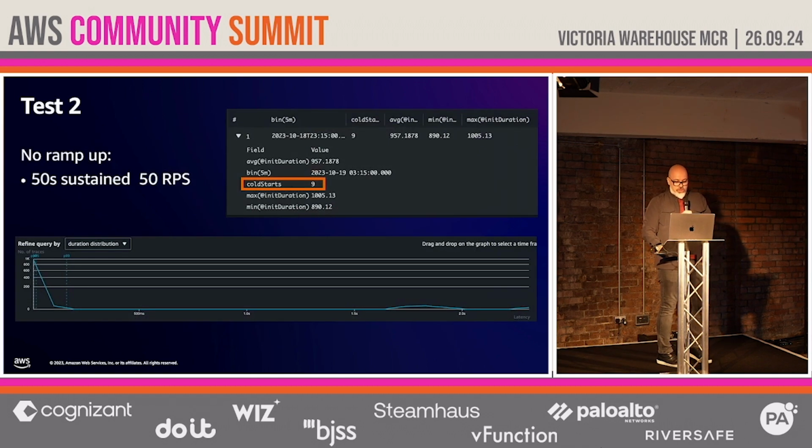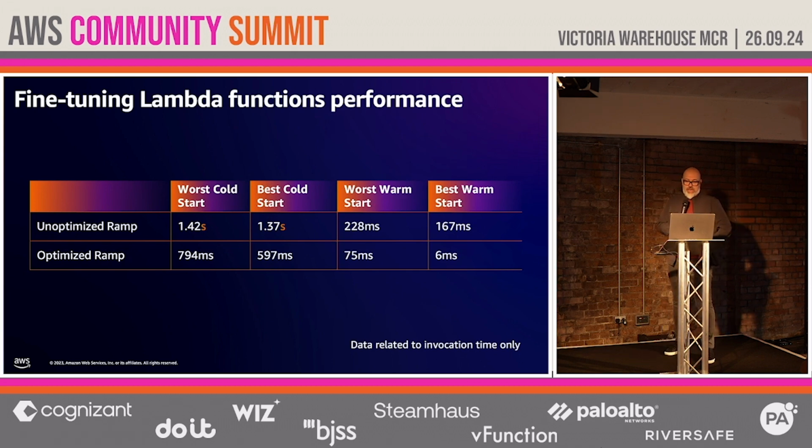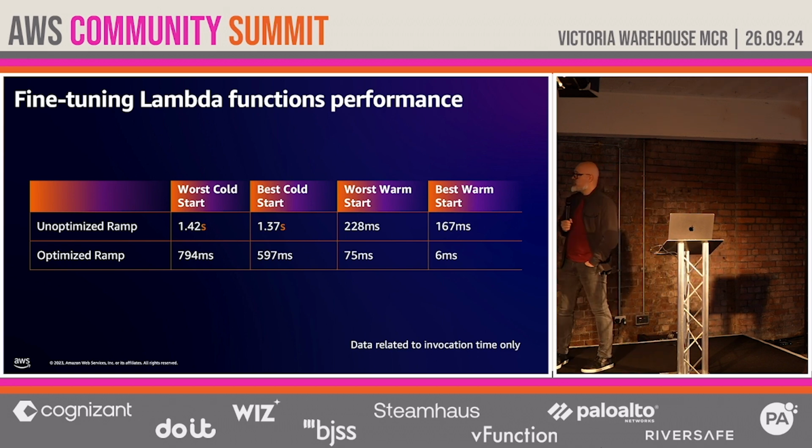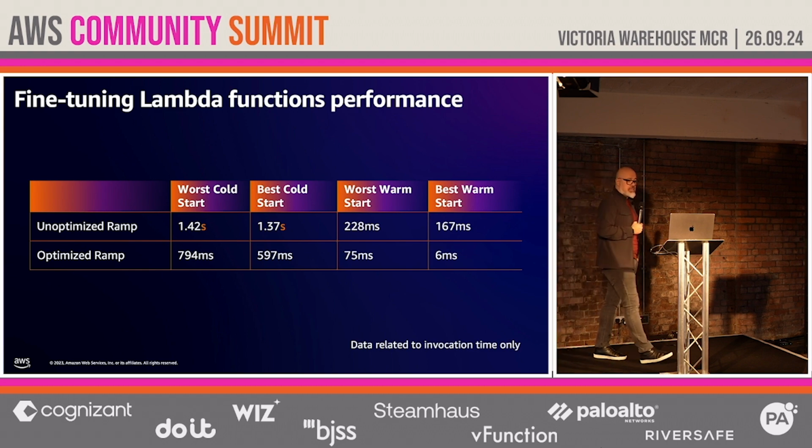So in test 2, when we hammer this API, we only have 9 cold starts. And look how beautiful the P99 is. This is literally from 0 to, let's say, 50 requests per second. Before, it was 100-something cold starts. Now we have 9. That's not bad. So just to recap, this is what we have. We moved from the worst cold start of 1.42 seconds to 6 milliseconds for the optimized, best warm start. So as you can see, you can do a lot.